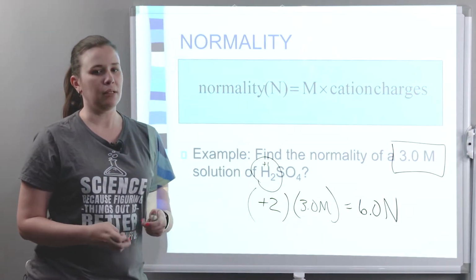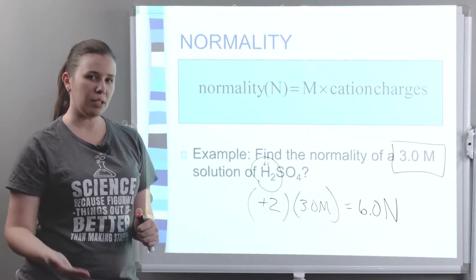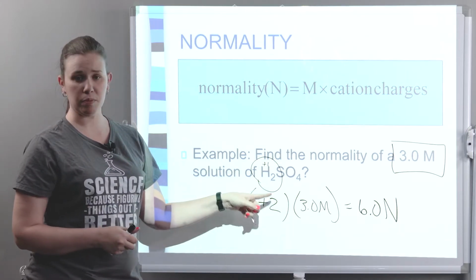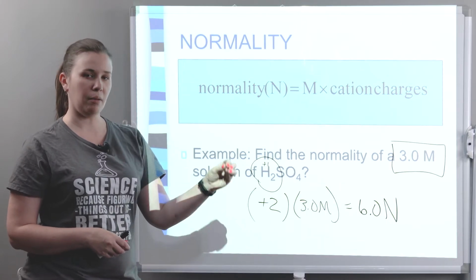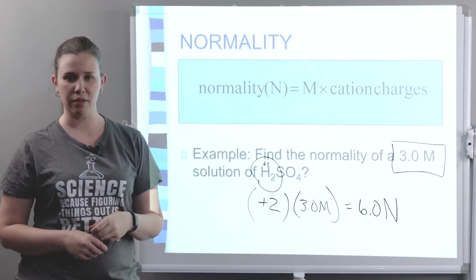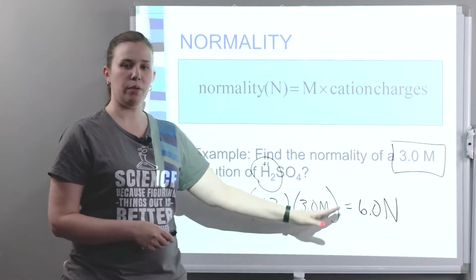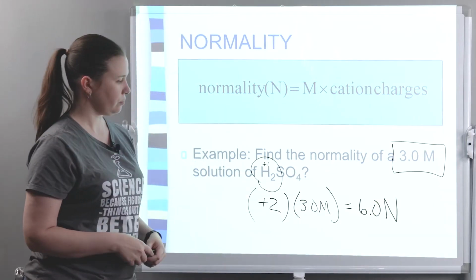Notice that I didn't give you a balanced equation when I asked you to do this conversion. That kind of insinuates that coefficients won't matter. All that matters are the subscripts on the cation. You find the charge of the cation and you multiply that by any subscripts that you have on the cation. That's going to be your total positive charges. Then you're going to multiply that by the given molarity in order to find normality.